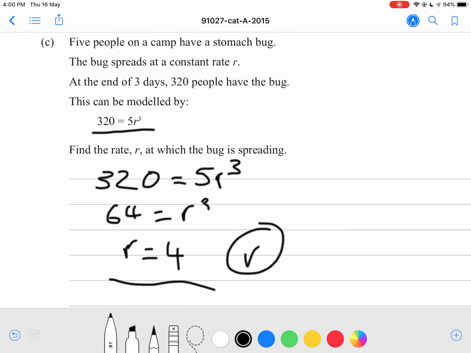Getting achieved grade is just simplifying the equation. So therefore, you get 64 equals r cubed. You'll get the achieved grade, okay?